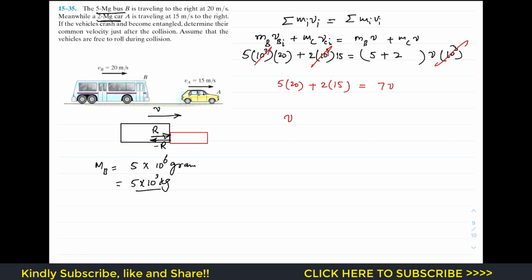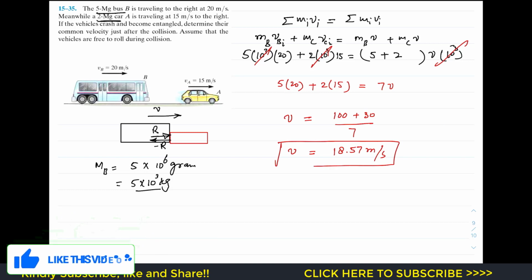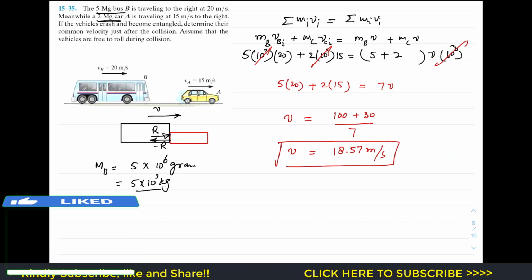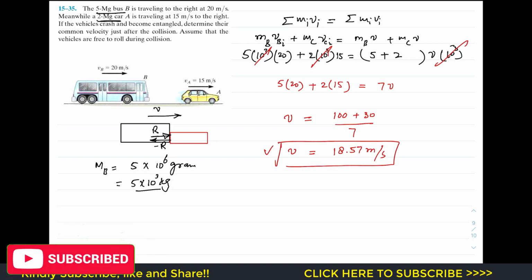Or we can write that the final common velocity is 5 into 20, which is 100, plus 2 into 15, which is 30, divided by 7, which is equal to 130 divided by 7, and 130 divided by 7 gives us the common velocity equal to 18.57 meter per second. So after collision, both the bus and the car move with this common velocity, which is 18.57 meter per second. So this is the solution of this particular problem.